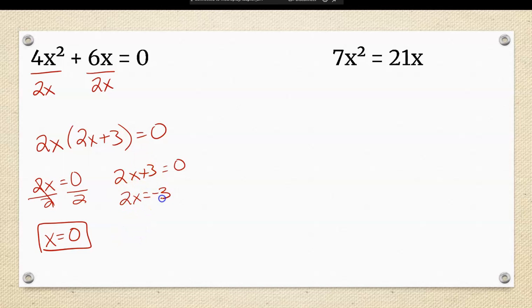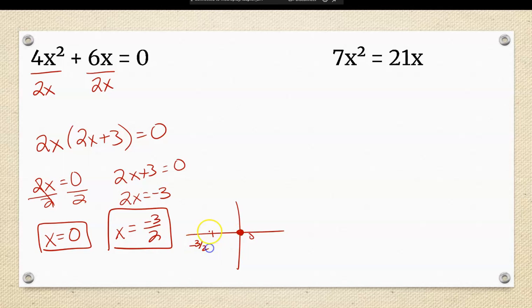Subtract your 3 and then divide by 2. So this would cross through the origin and then at negative 3/2, like that. It would look like that.